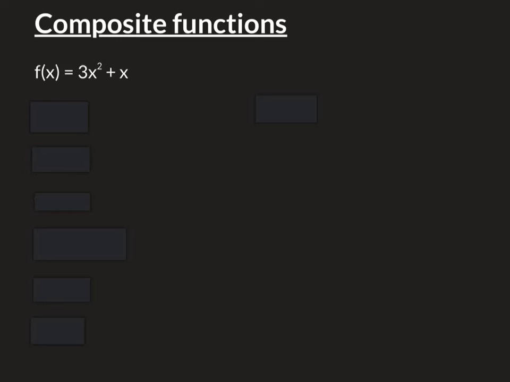Okay, so today we're going to look at composite functions. This is a recap. This is something you have already done before. So say f of x equals 3x squared plus x, and let's just start with the basic stuff. Say I want f of 1. Well, you just substitute that in. 3 times 1 squared plus 1, and that gives you 4.